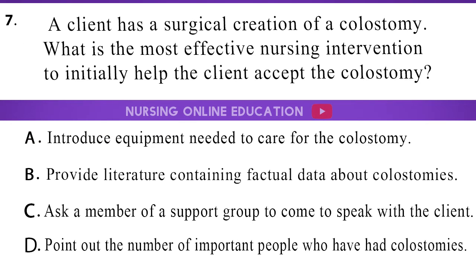7. A client has a surgical creation of a colostomy. What is the most effective nursing intervention to initially help the client accept the colostomy? A. Introduce equipment needed to care for the colostomy. B. Provide literature containing factual data about colostomies. C. Ask a member of a support group to come to speak with the client. D. Point out the number of important people who have had colostomies. The answer is option A. Introduce equipment needed to care for the colostomy.